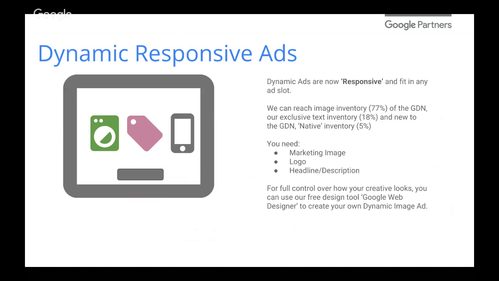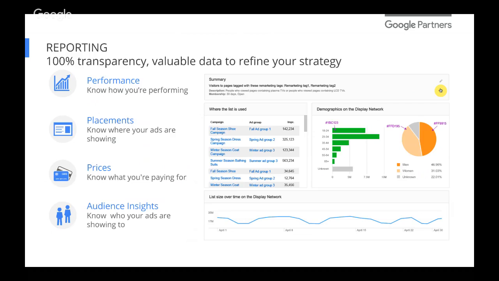Donald, I'm sure there's a little bit more that you can tell us about what marketers and our partners love the most, which is results. Results and reporting. So you have results, you need to report on them. You do. Unlike many of our competitors, as I've mentioned before, our solution is 100% transparent. So you'll know how you're performing, where your ads are showing, what price you're paying, and additionally, you can get great insights into who your ads are showing to.